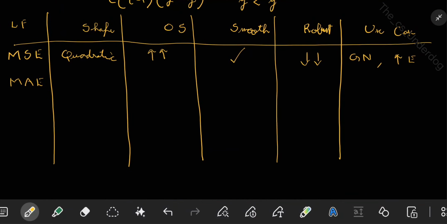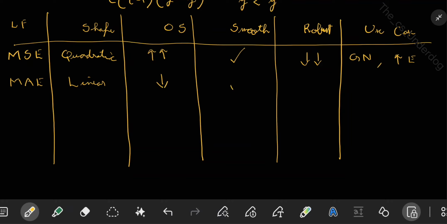So then what will be the shape of the model? Because there is no squaring, this will be linear, right? Shape will be linear. What about outlier sensitivity? This time, because you are not squaring, your outlier sensitivity will be comparatively lower. So for mean absolute error, outlier sensitivity is lower.